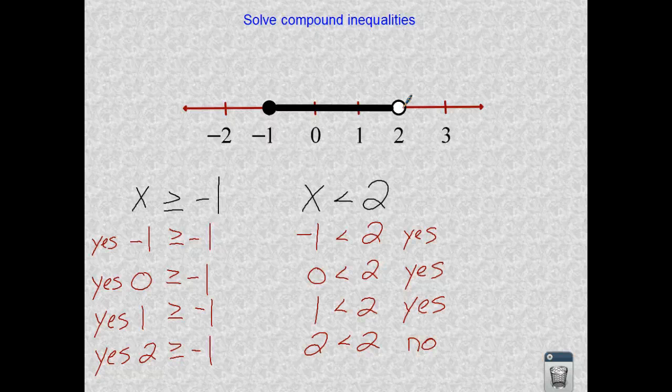So how are we going to write this as a final answer? Well, since they are combined, we call this an AND statement. We also call it an intersection. They are intersecting each other, and it can be written in a standard notation.